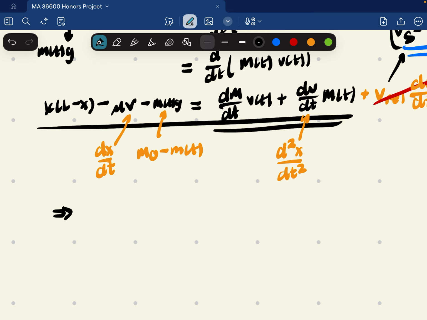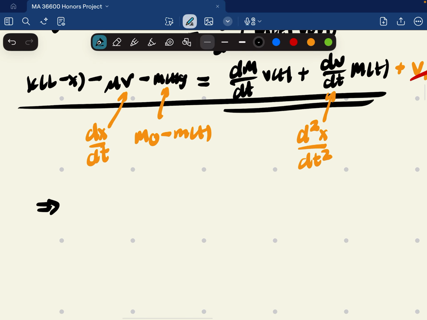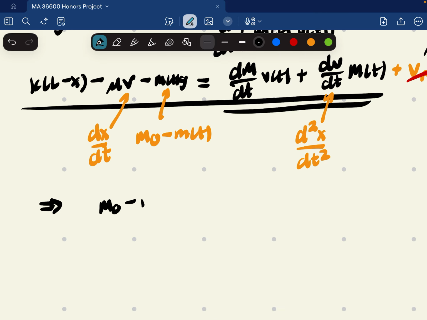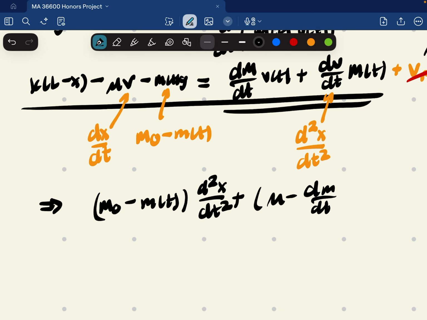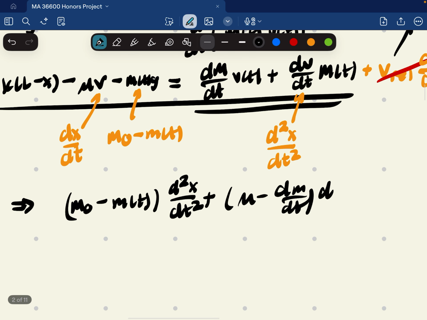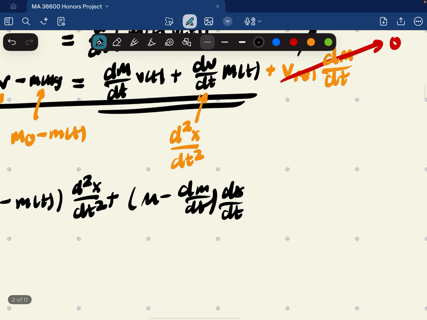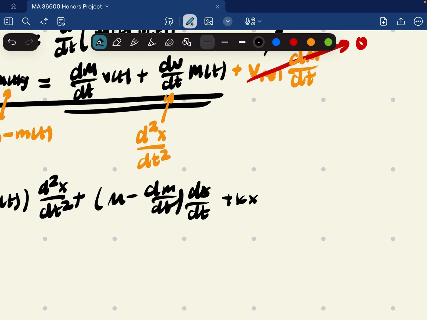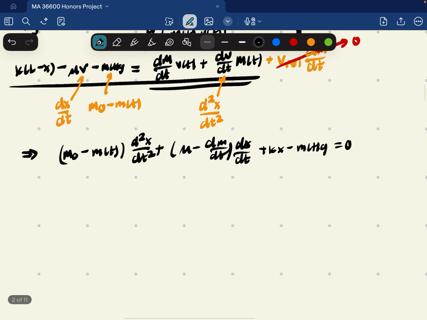I'm just going to basically solve down and get some expression. So my equation of motion that I get for this particular system is this. So I get m naught minus m of t times the second derivative of x with respect to time, plus mu minus dm dt times dx dt, plus kx minus m of t g equals 0. Okay, so I get this.